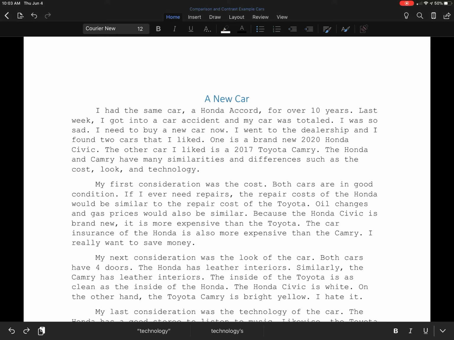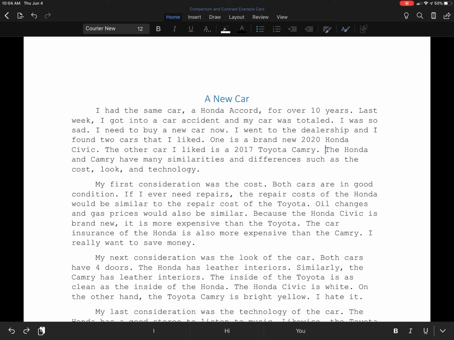So when I say my thesis, we need to say the Honda and Camry have many similarities and differences. Plus, in my thesis, we also need to mention the 3 points. Here, I'll be comparing their cost, look, and technology. The whole thing is a comparison and contrast between the Honda and the Camry, but in each paragraph, I'll only compare or contrast one topic. This first one is cost. So my first sentence is a topic sentence.